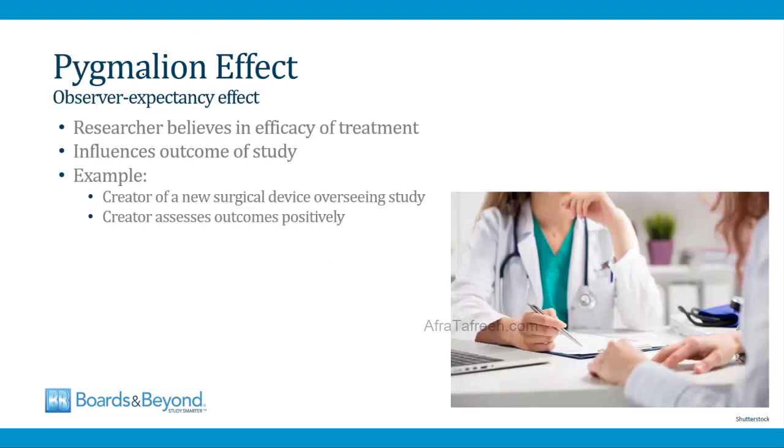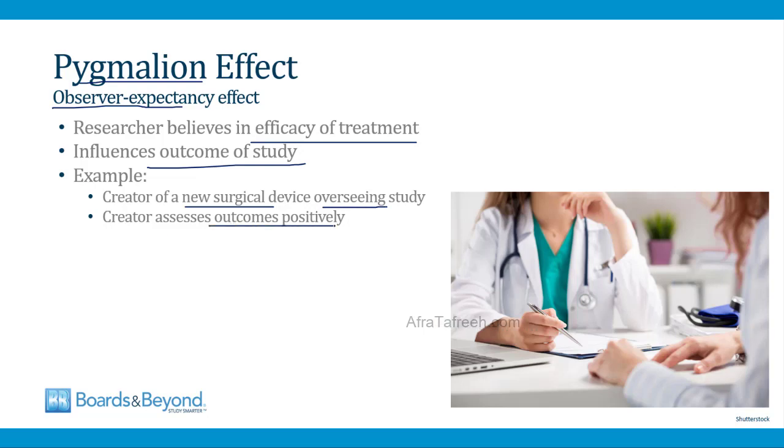A different but somewhat similar form of bias is called the Pygmalion effect, also known as the observer expectancy effect. And this occurs when a researcher believes in the efficacy of treatment and this influences the outcome of the study. So for example, imagine if the creator of a new surgical device was overseeing a study of its benefits in patients. That creator might assess the outcomes very positively among his or her patients because they created the new surgical device and they want it to work and they believe that it works.